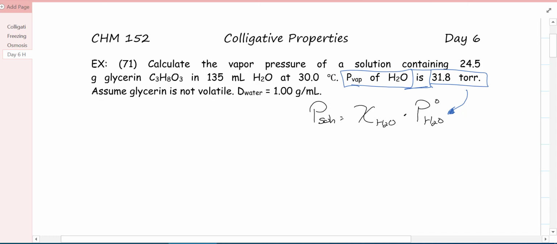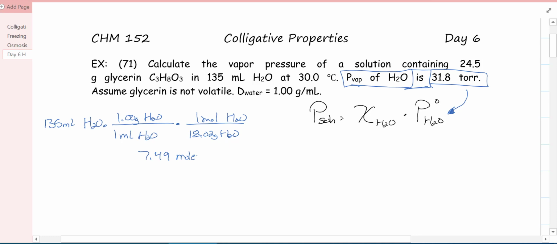So water, I have 135 milliliters of water. And we know that 1 milliliter of water is 1 gram. And we further know that 18.02 grams of water is 1 mole. So it turns out that I have 7.49 moles of water.